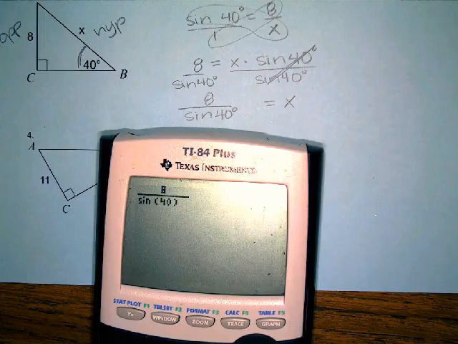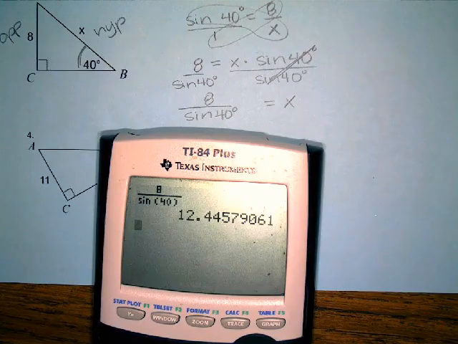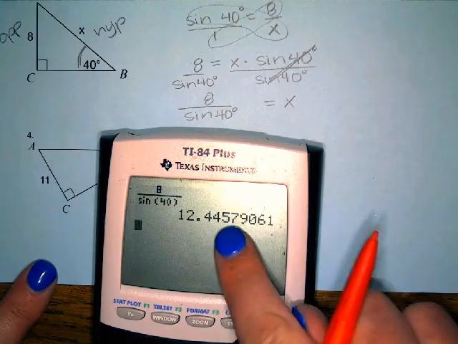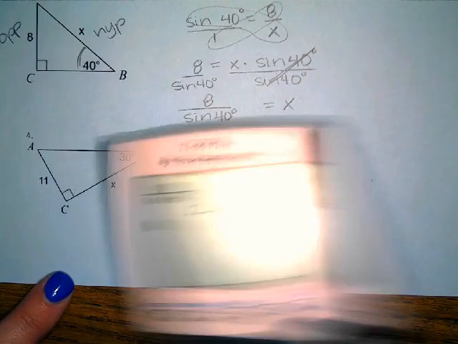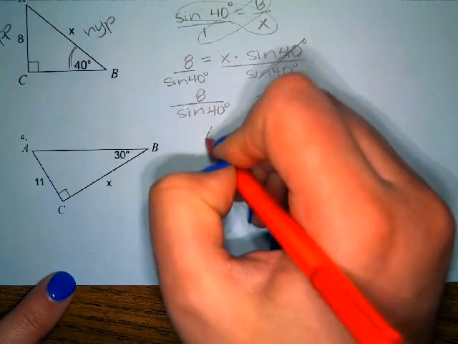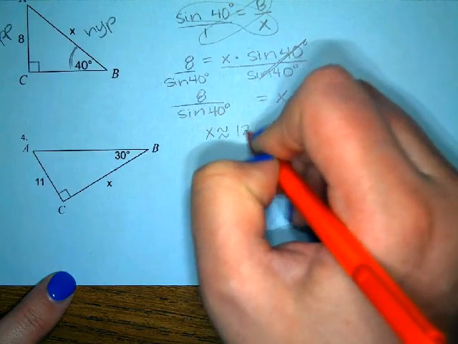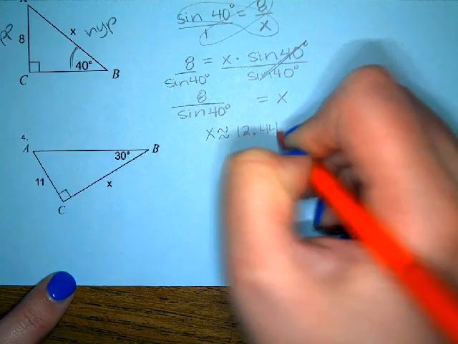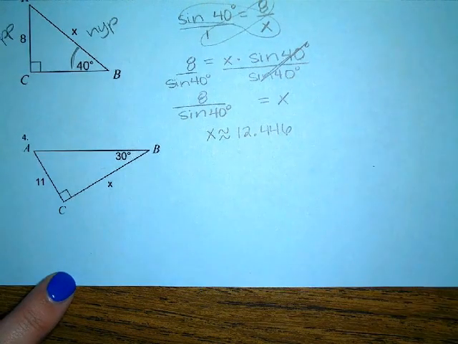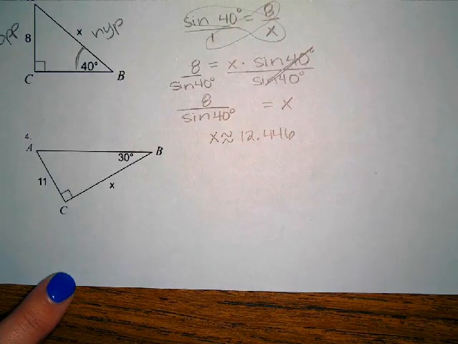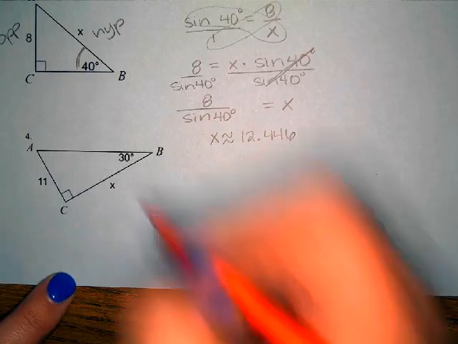So what are we getting? 12.44. Yeah, and the 5 is followed by a 7, so we're going to put 6. So x is approximately 12.446. Okay, and then let's do this last one.